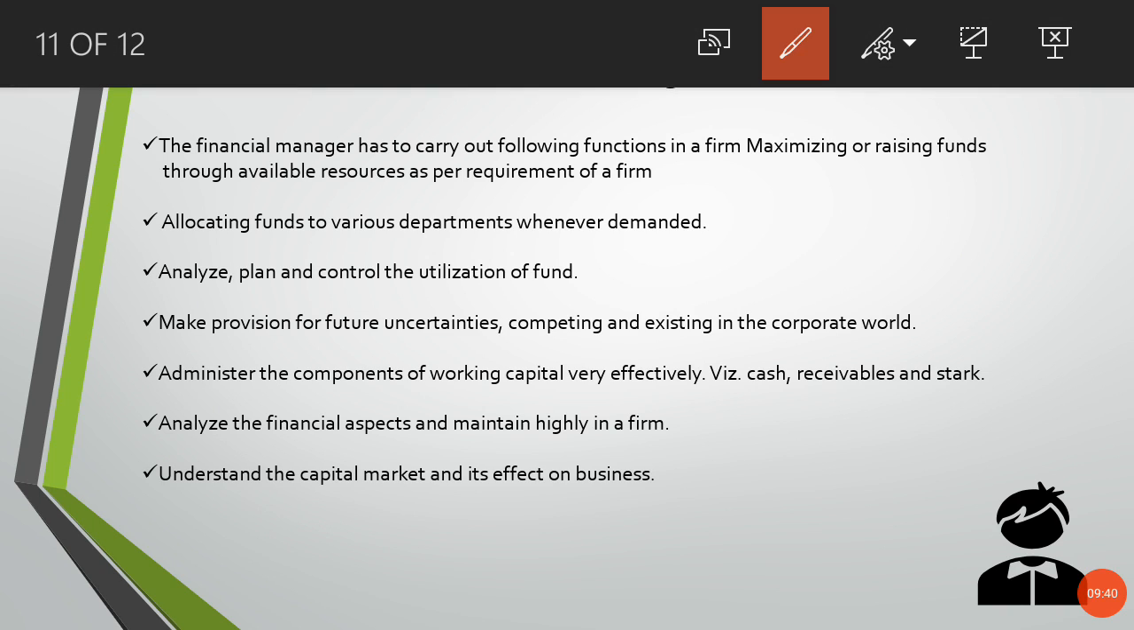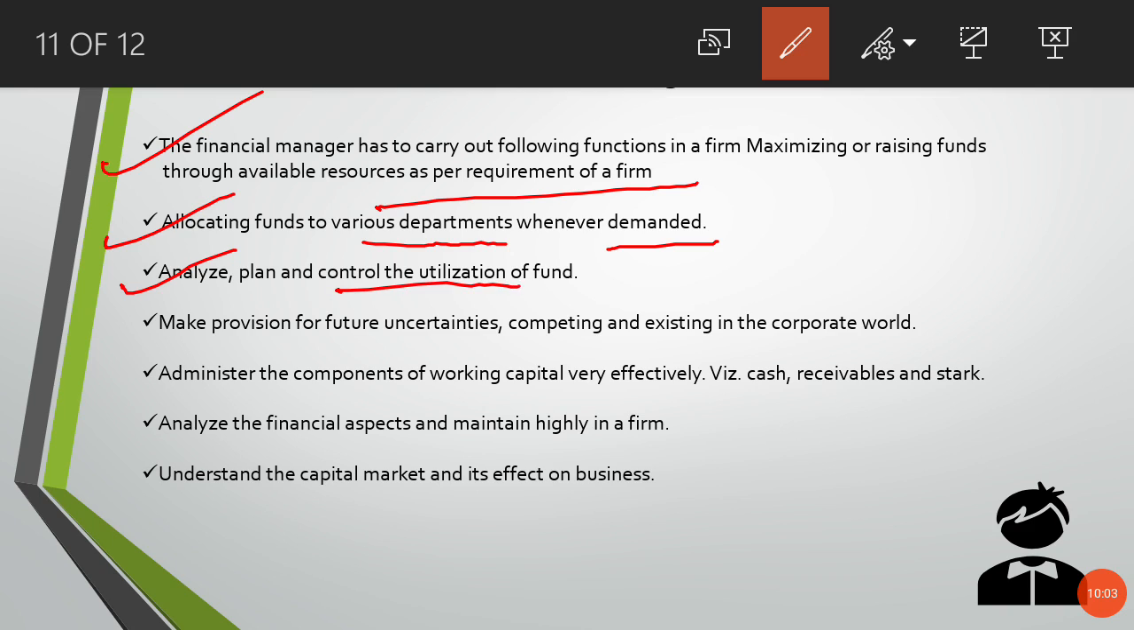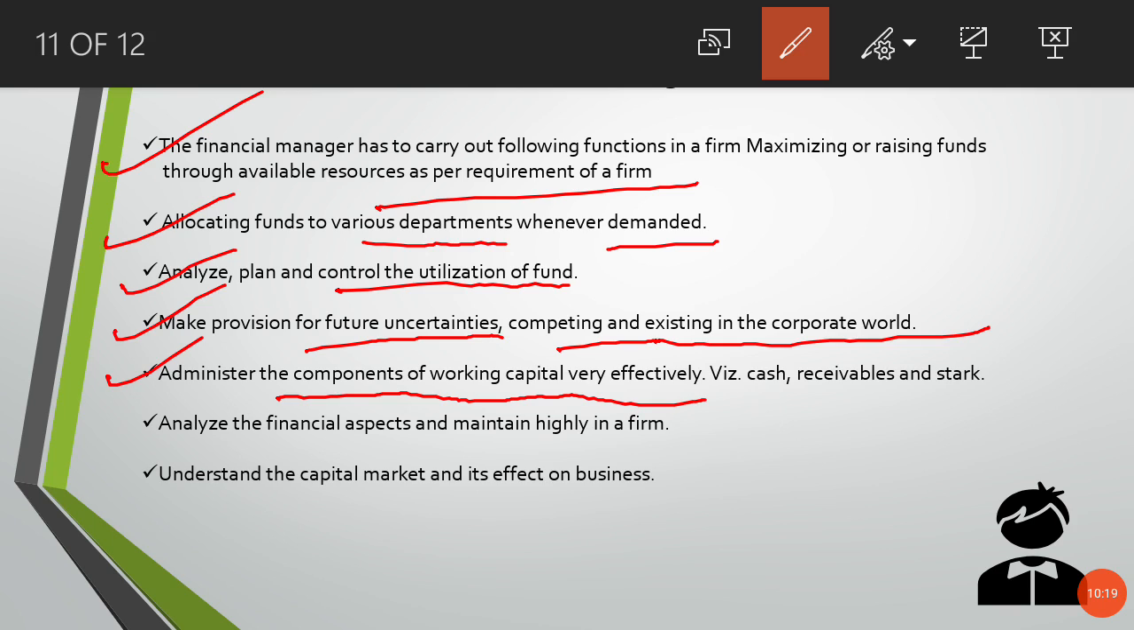The financial manager has to carry out the following functions in a firm: raising funds through available resources as per requirement of a firm; allocating funds to various departments whenever demanded; analyze, plan and control the utilization of funds; make provision for future uncertainties in the corporate world; administer the components of working capital very effectively, namely cash, receivables, and stock; analyze the financial aspects and maintain liquidity in a firm; understand the capital market and its effect on businesses.